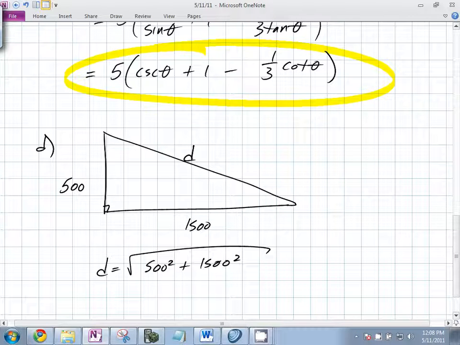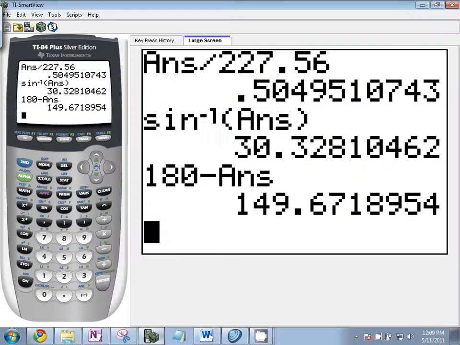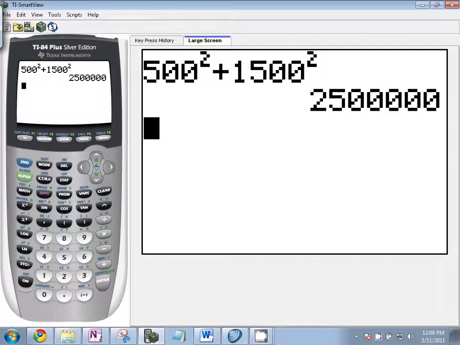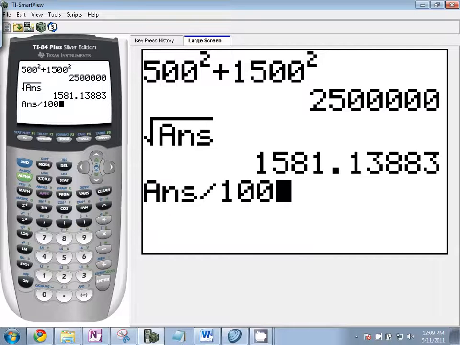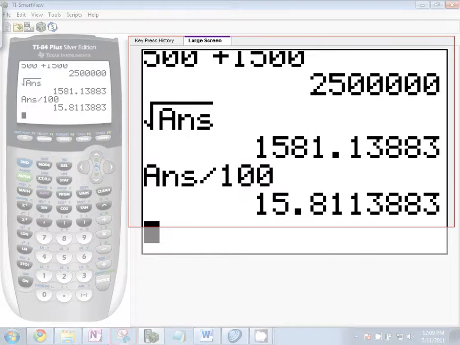And then if we want the time, it's going to be divided by 100. So if you do that out on your calculator, 500 squared plus 1500 squared, then the square root. What do we have to do to that? Well, there it is. Oh, and then divided by 100. Thank you. Almost did it, right? So we have this right here. So what does that say? How long does it take?